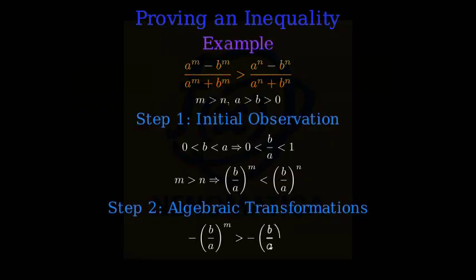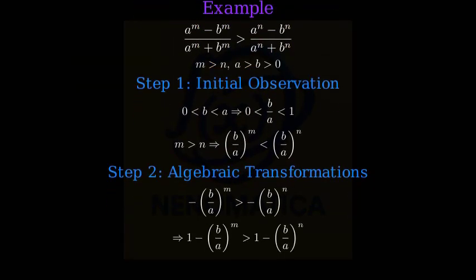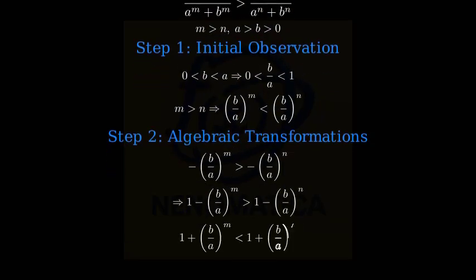First, we note that the negative of (b over a) to the power of m is greater than the negative of (b over a) to the power of n. This implies that 1 minus (b over a) to the power of m is greater than 1 minus (b over a) to the power of n. Continuing with our transformations, we can also say that 1 plus (b over a) to the power of m is less than 1 plus (b over a) to the power of n.